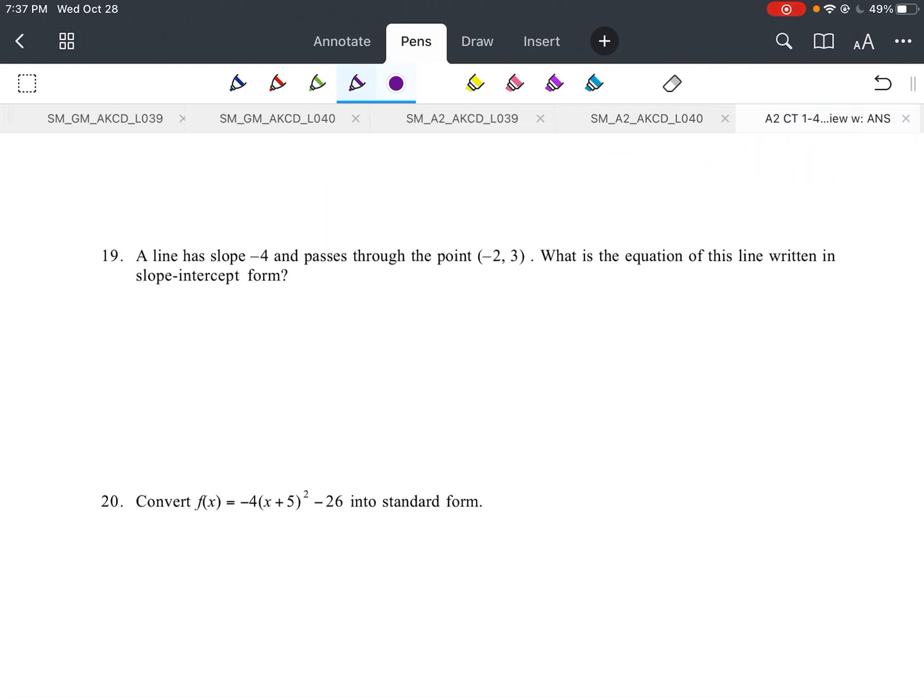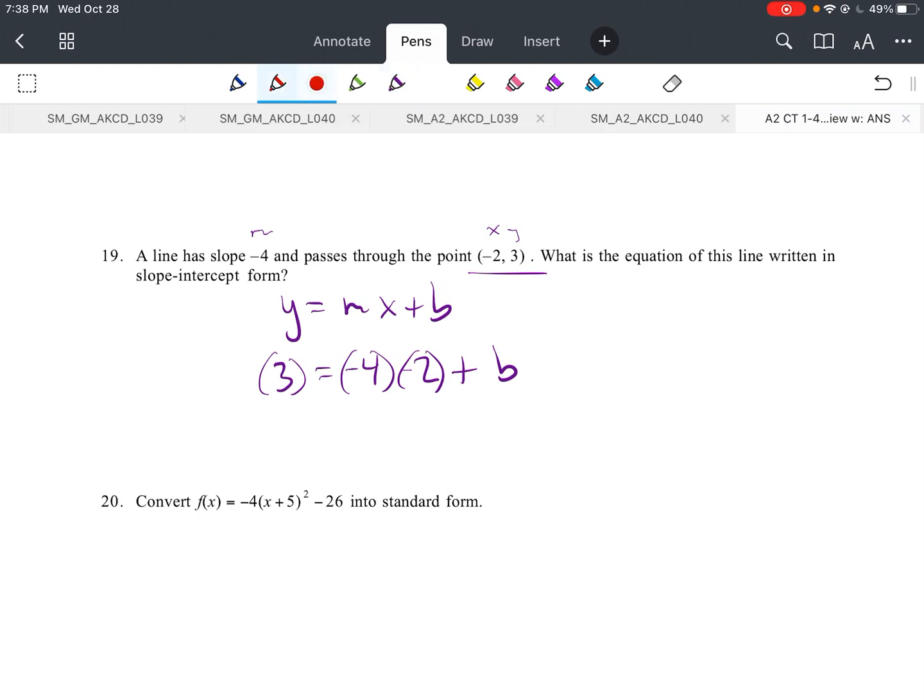Slope is negative 4, passes through the point. What's the equation of the line? Remember, y equals mx plus b. Use this x and y, use this for m, and then figure out what b is, and you're done. So my y is 3, plug it in. My m is negative 4, plug it in. X is negative 2, you guessed it, plug it in. And b is unknown. So I'll multiply those. This is positive 8, plus b. Subtract 8, and b equals negative 5 when you do that.